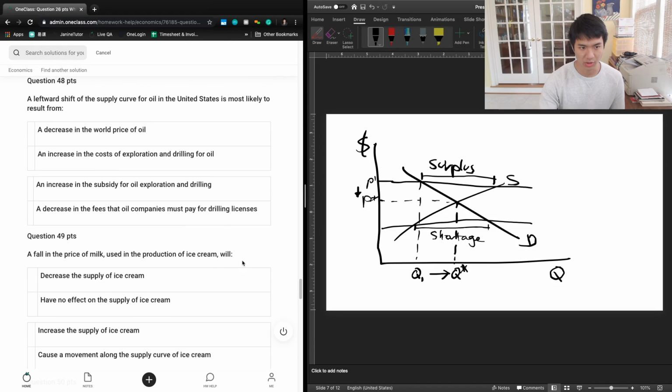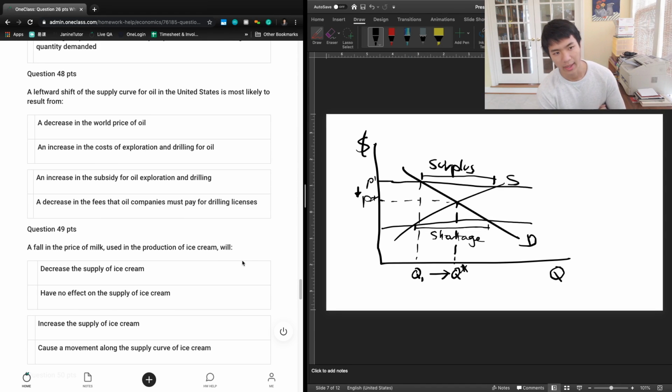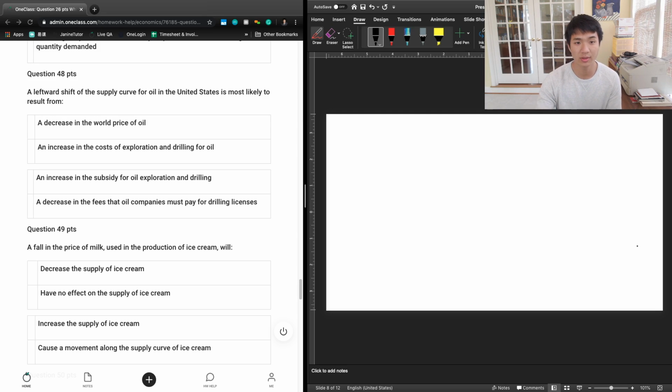Let's take a look at question 48. A leftward shift in the supply curve for oil in the United States is most likely to result from which of the following? A, a decrease in the world price of oil. B, an increase in the cost of exploration and drilling for oil. C, an increase in the subsidy for oil exploration and drilling. Or D, a decrease in the fees that oil companies must pay for drilling licenses.